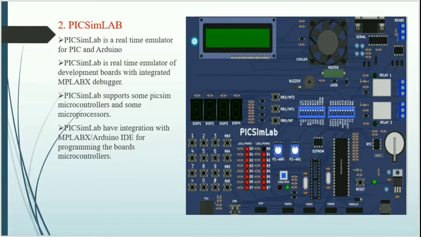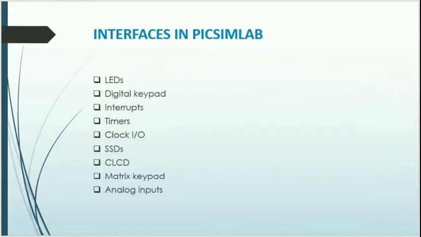Next, the interfaces which are present in PICSIMLAB are, first one, LED. It is the simplest device which is used in the embedded system as a feedback, and it works like a diode. And the second one is digital keyboard, and third one is interrupts. Interrupts is nothing but a communication process set up in a microcontroller or microprocessor in which an external or internal device requests the MPU to stop the processing.